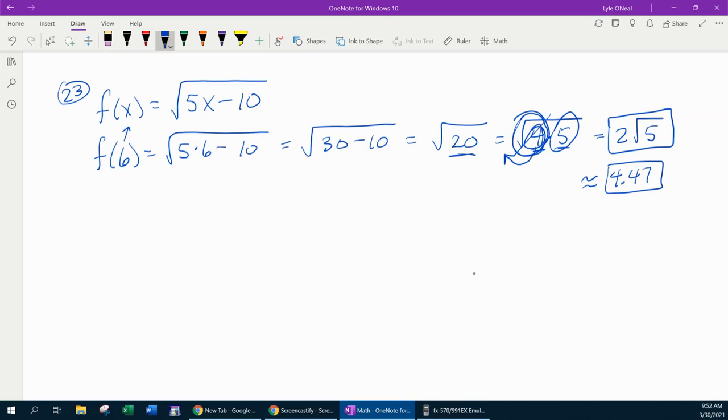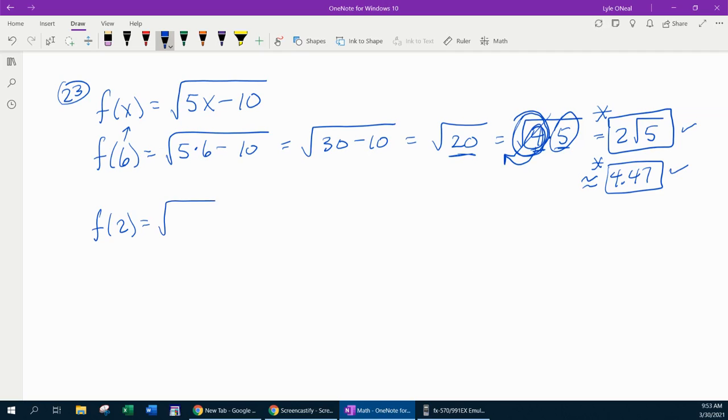And what's going to determine which answer you need is the instructions in the problem or on the test. If it says give the exact value, simplest radical form is needed. Or if it says round to the nearest hundredth, or round to the nearest 2 decimal places, then the 4.47 is needed. Now we have a few more function values they want us to find.